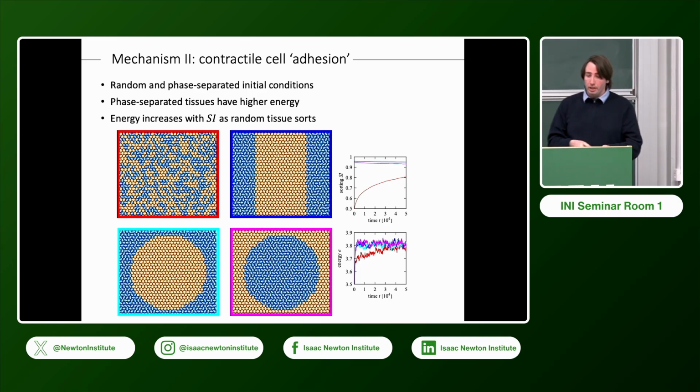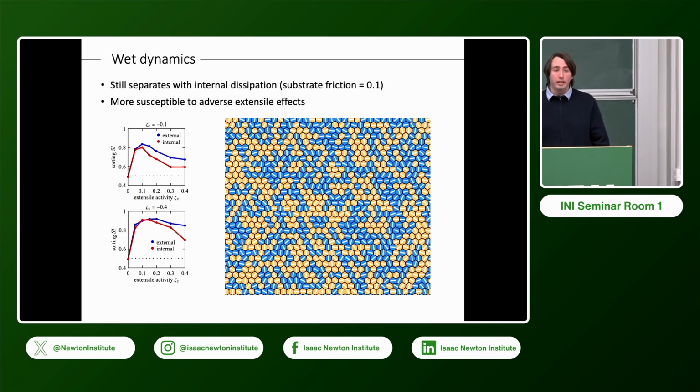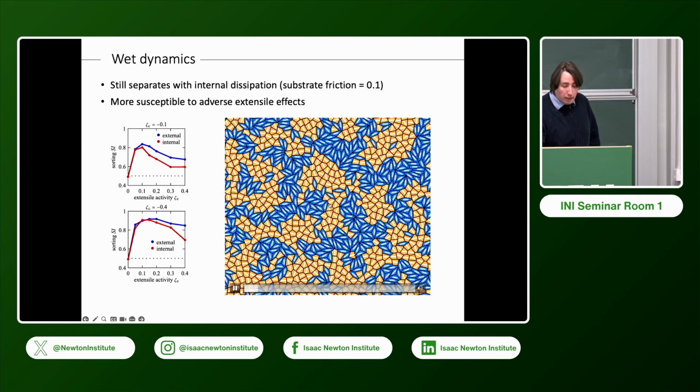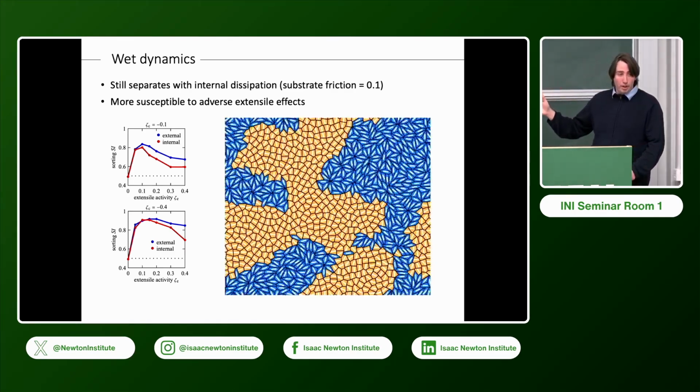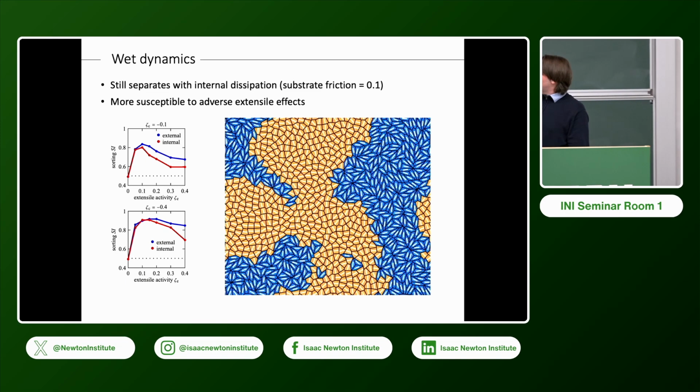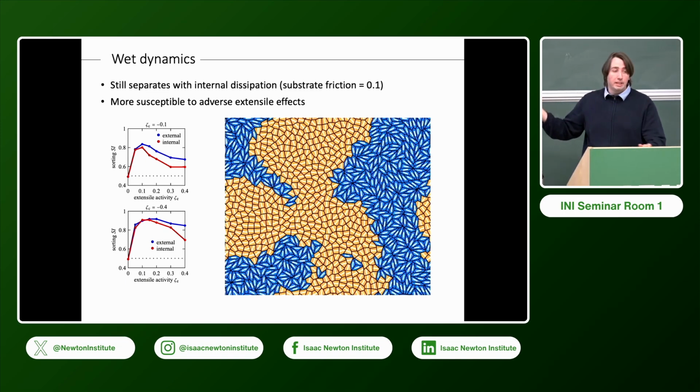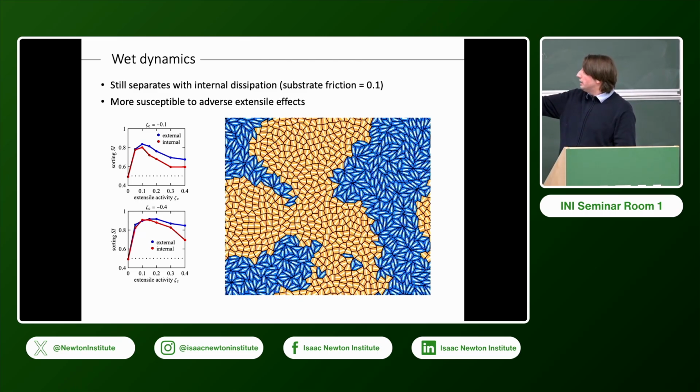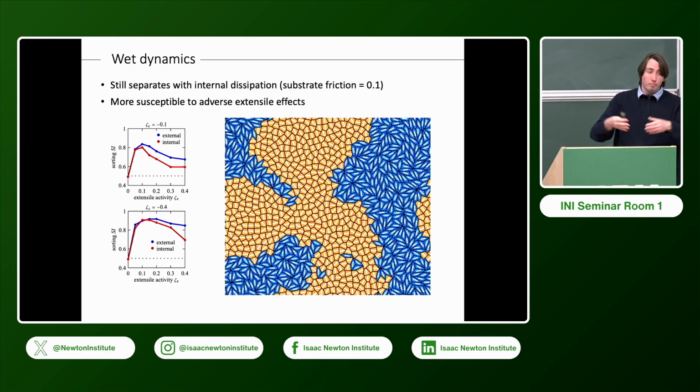Now, lastly, while we were doing this with the dry model, if you go to the wet model, if you do the whole internal dissipation scheme, the system still survives, you still get phase separation, and the optimal value of phase separation is roughly the same as in the dry model. But as you then increase extensile activity, here we're calling internal and external, the phase separation is less significant, which probably just comes from, well, with internal dissipation, you're going to get more pronounced flows over time.